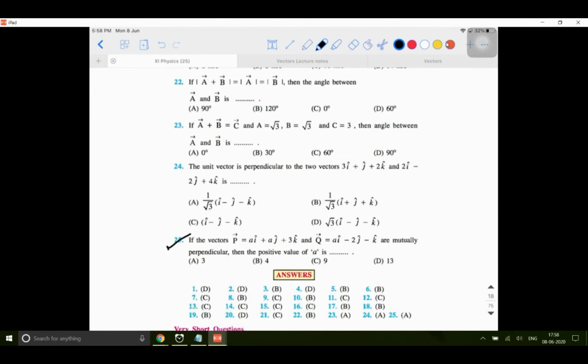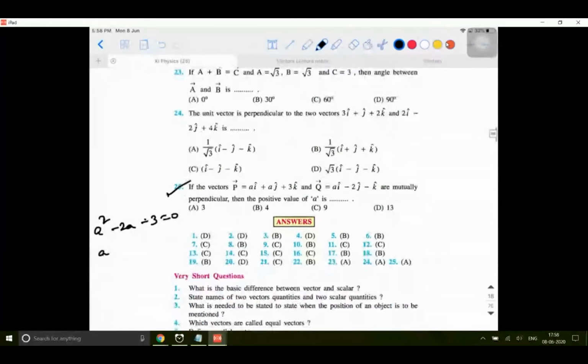Then the positive value of A is what is asked, so it is going to be 3. So A square minus 2A minus 3. Yeah, 3 is right. So A minus 3 into A plus 1 is equal to 0. So A will be 3 or minus 1. I again use the same logic. P vector dot Q vector should be equal to 0. You know how to do the dot product. So the product I got is A square minus 2A minus 3 is 0. Factorizing it, we get A minus 3 into A plus 1 is 0. A is 3 or minus 1. That is the answer.